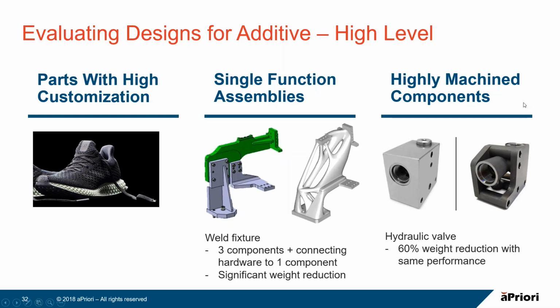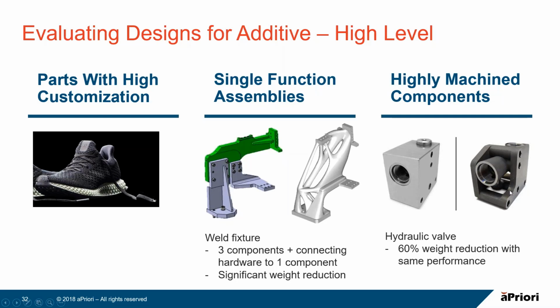The last topic that I want to talk about in terms of high-level categories that are very good fits for additive is highly machined components. As we talked about in the previous slide, this is a specific example of a hydraulic valve. On the left-hand side, we can see the machined component, and there's a lot of machining going on in the internals of this valve, obviously, to get it to function properly. And then you can also see it's just a block of essentially wasted material sitting there, not really doing anything functionally, just adding to the weight of the component.